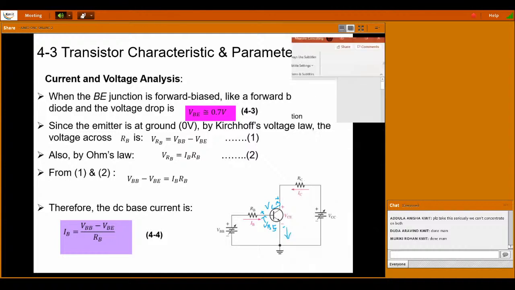The base to emitter junction, after the cut-in voltage, will be at 0.7 volts. So VBE is always 0.7 volts in saturation. Next, when we apply Kirchhoff's voltage law here, VBB minus IB RB minus VBE equals 0. In order to find the base current IB, we have to find the voltage drop across the base resistor RB. By Ohm's law, VRB is equal to IB RB, and if I replace that, you can easily find the base current, which is equal to VBB minus VBE divided by RB. Like this, we find your base current IB. Is it clear, everybody?